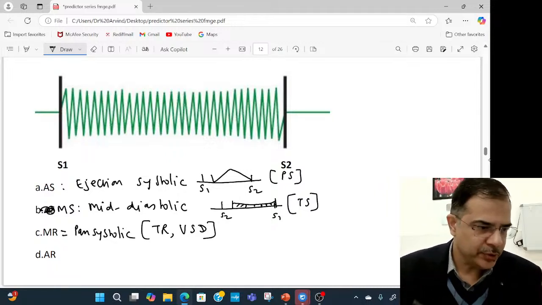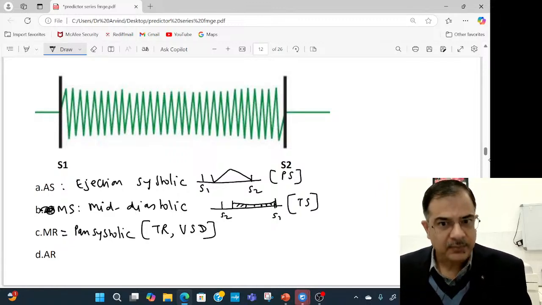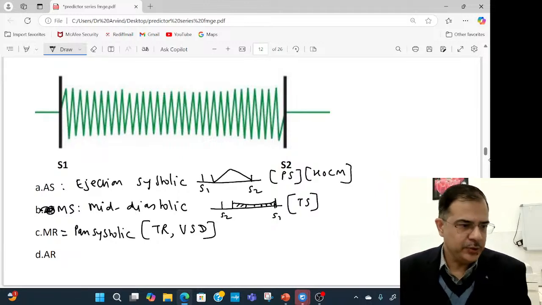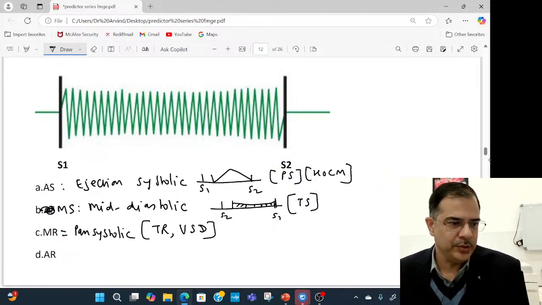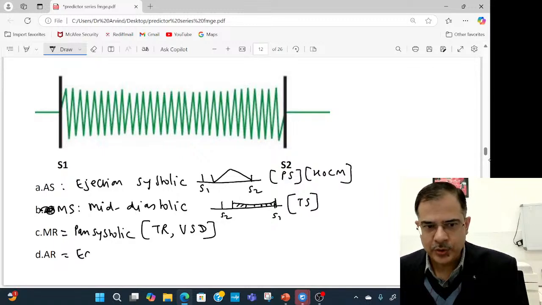VSD also has a pansystolic murmur. Yes, VSD has a pansystolic murmur. And yes, HOCM can also be a cause of ejection systolic murmur. Very nice. HOCM can cause ejection systolic murmur. Now, aortic regurgitation is early diastolic.